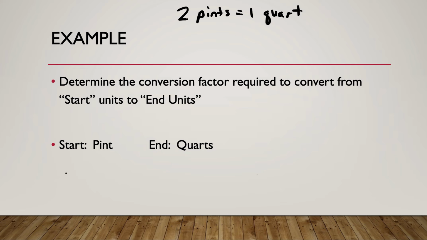All right, so let's get our starting point. Our starting point is pint. We're going to multiply by the conversion factor. Remember that you need the pint to cancel out, so you need to put it in the bottom so it will cancel. All right, let's go back up here and get our numbers. 2 pints, so the 2 goes on the bottom, 1 quart on the top.